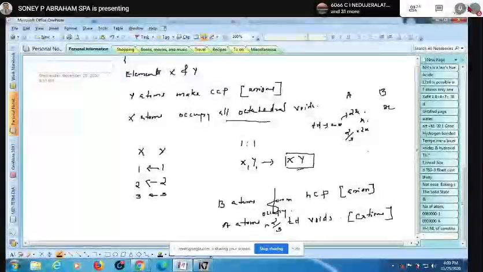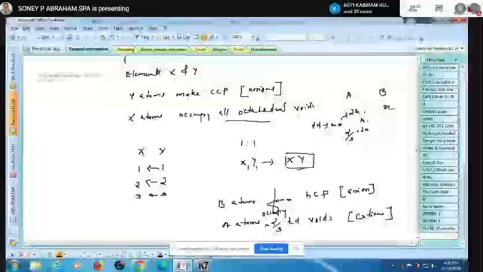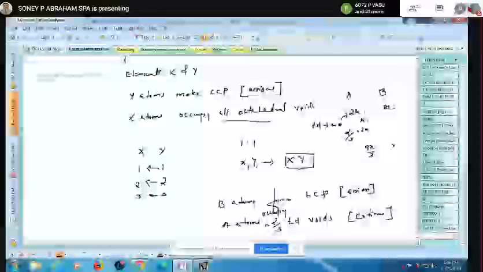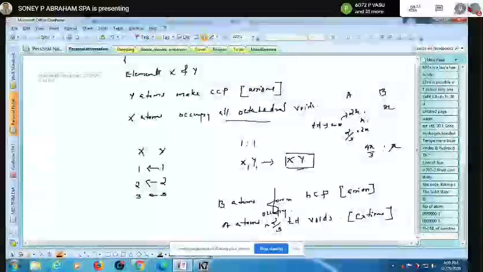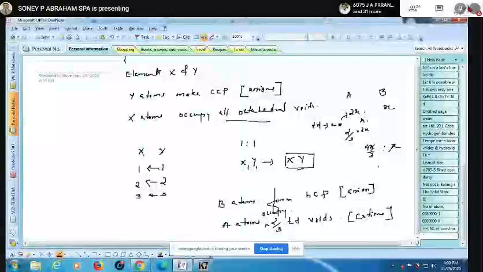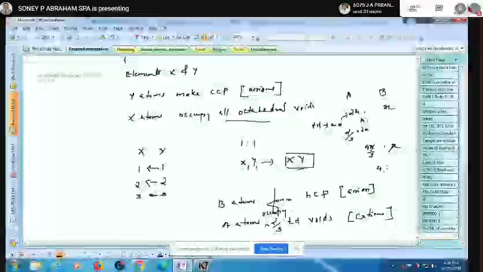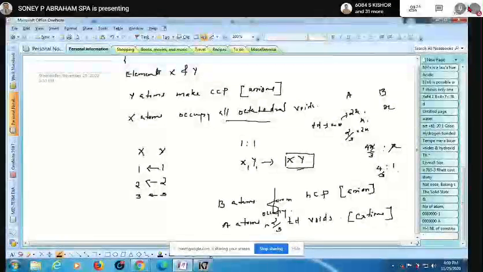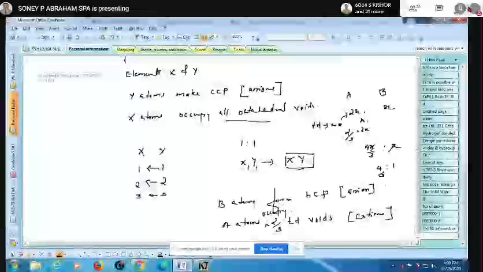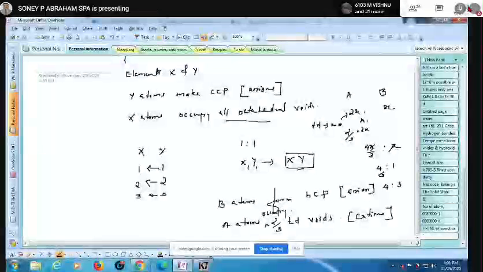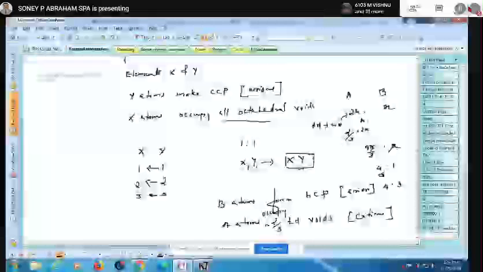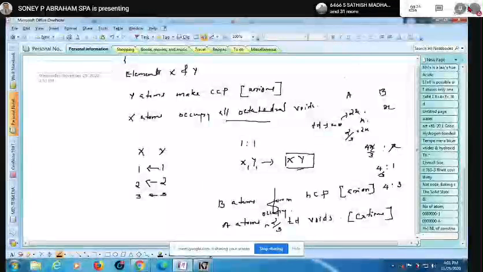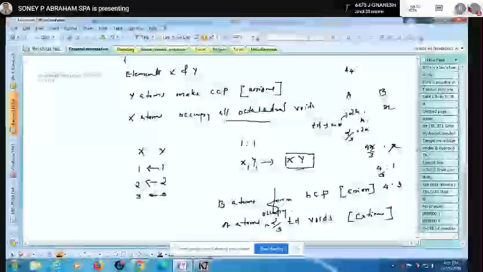So if you take the ratio between A and B, A will be 4x by 3, and B will be x. What will be the ratio? 4 by 3 is to 1 will be the ratio between A and B. Or if I multiply throughout by 3, it will be in the ratio 4 is to 3. So the formula of the compound should be A4B3.